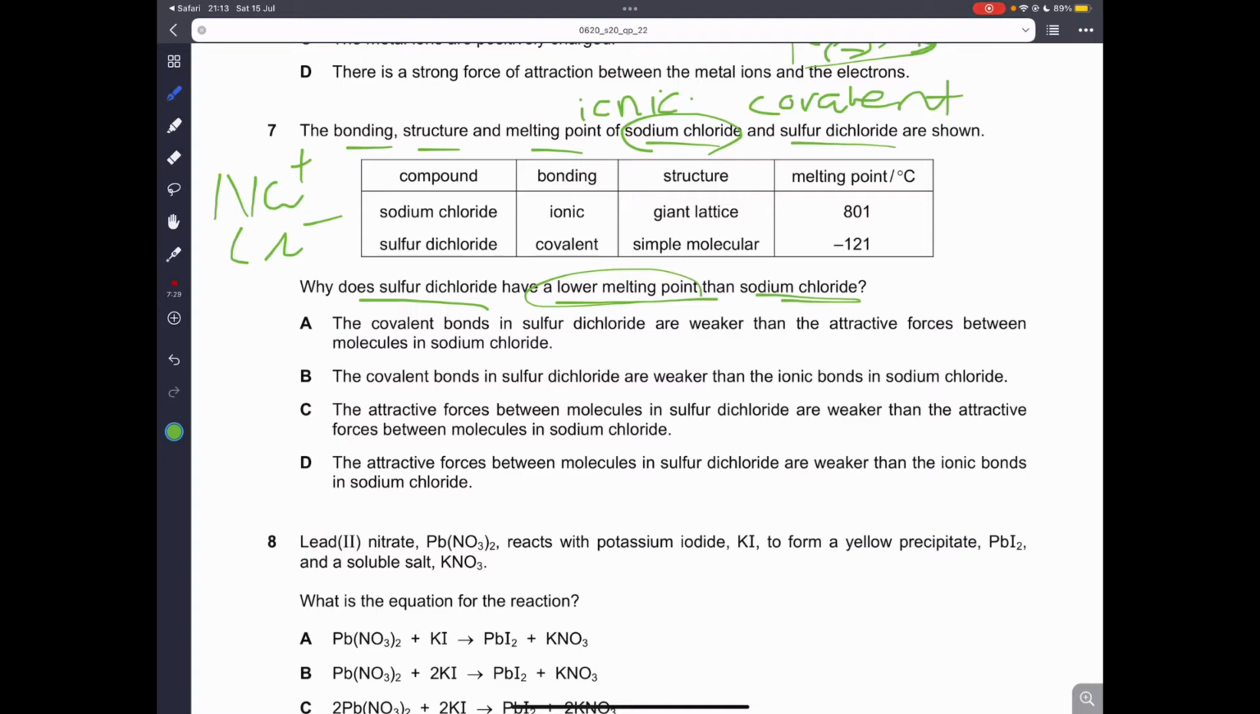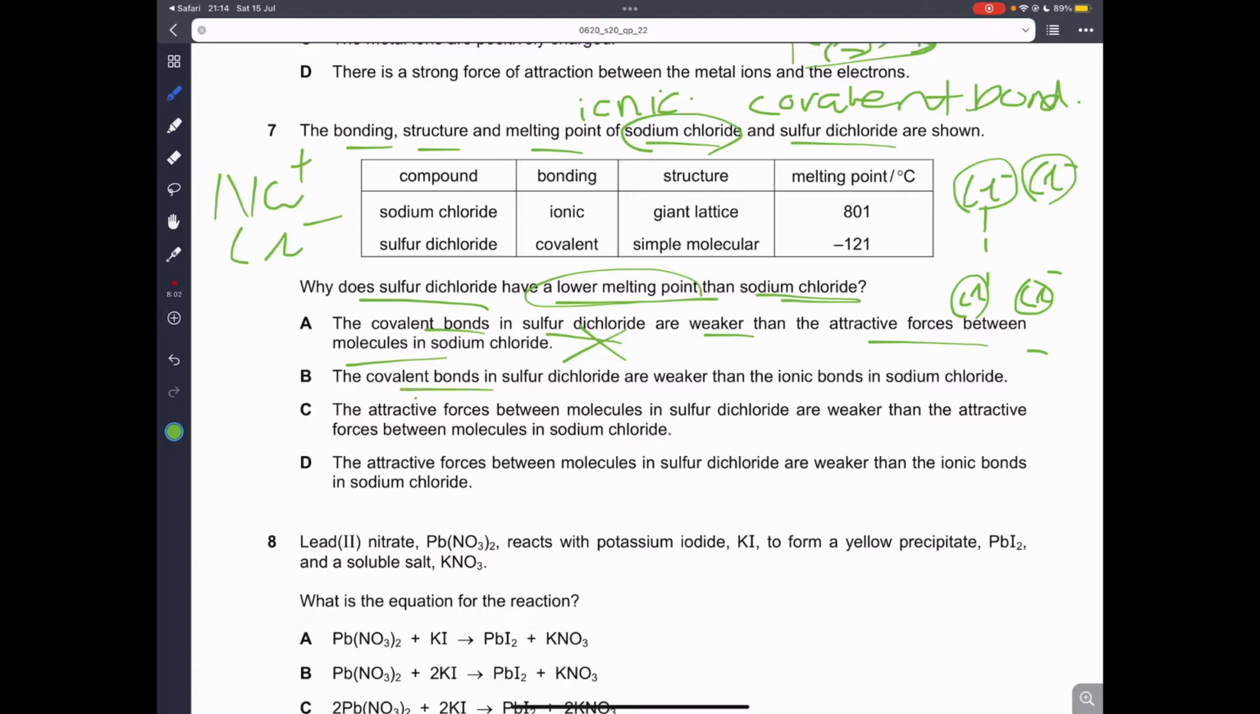The covalent bonds in sulfur dichloride are weaker than the attractive forces between the molecules in sodium chloride. This is false because covalent bonds are actually very strong, but the thing that is not strong is the intermolecular force, which is basically the attraction between molecules, and that is the weak one, not the covalent one. So many students really do get confused in this part.